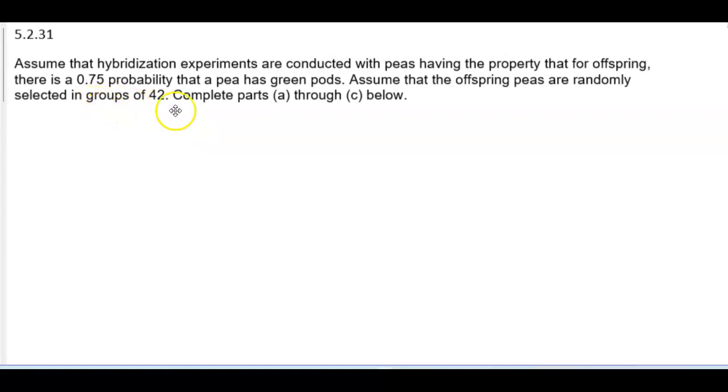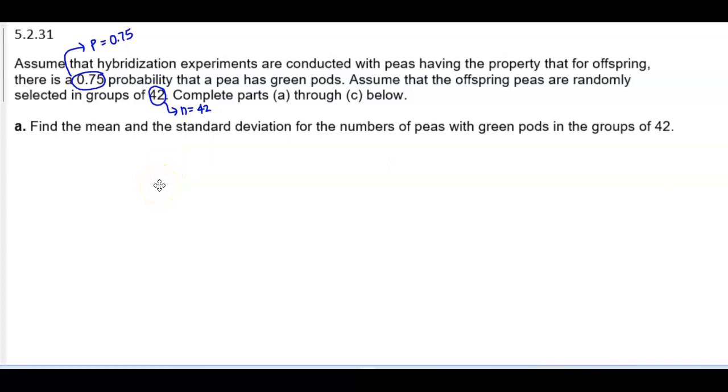Assume that hybridization experiments are conducted with peas having the property that for offspring there is a 0.75 probability that a pea has green pods. Assume that the offspring peas are randomly selected in groups of 42 and then complete parts A through C. Well, the given probability is that p is equal to 0.75, and the value of n is going to equal 42.